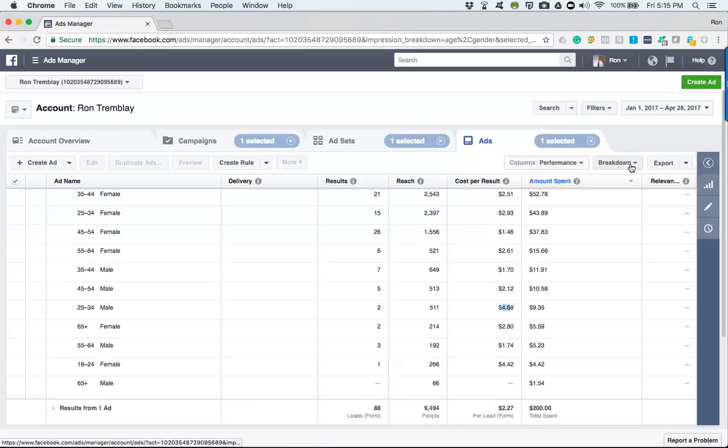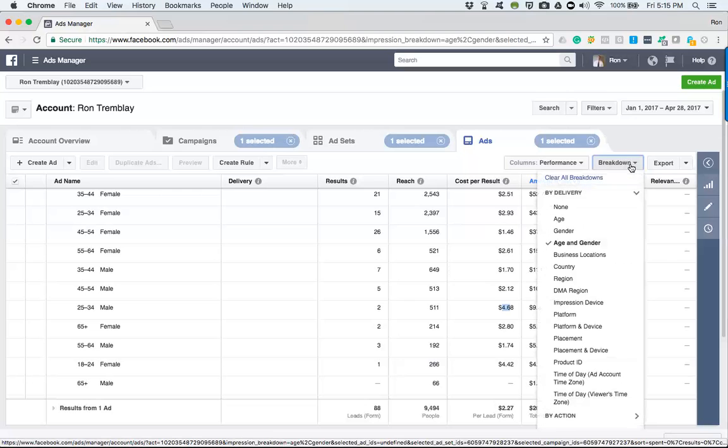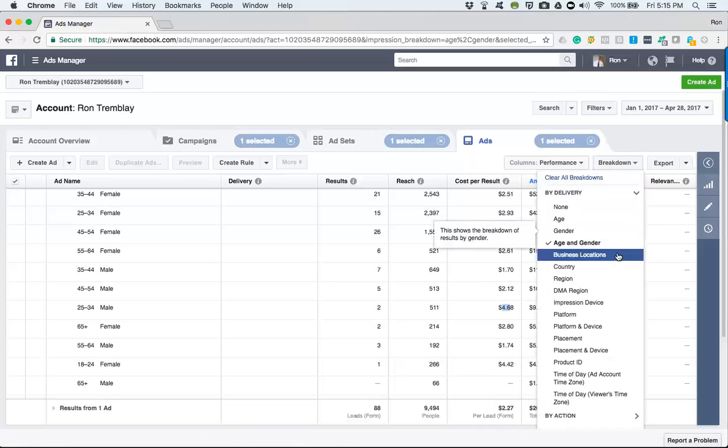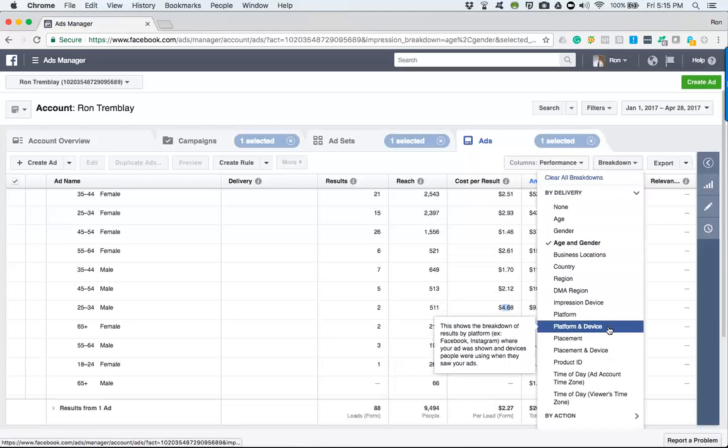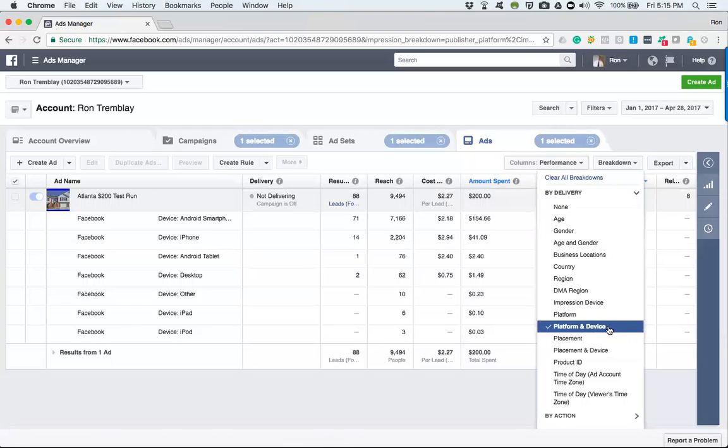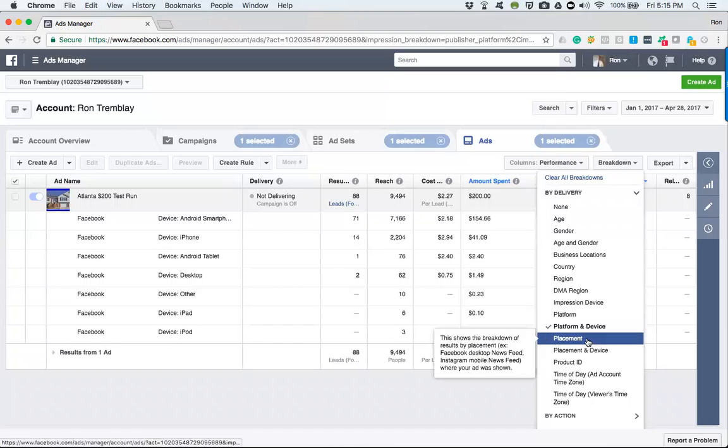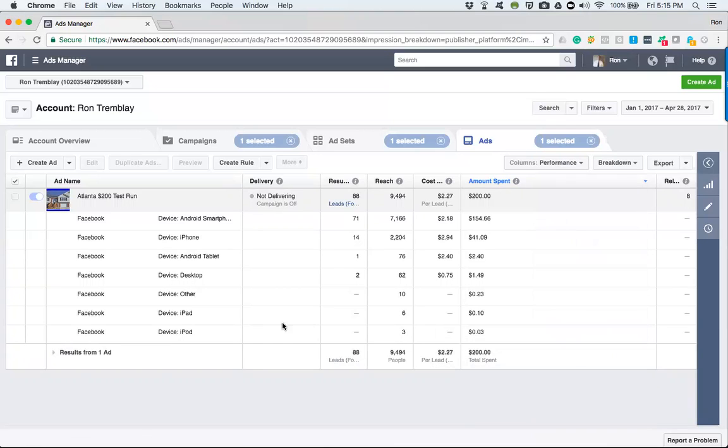Now we can go into some other things right over here. And under platform and device, right? Now, most people are on their mobile device. We're going to get some leads that are going to come through their desktop, right?